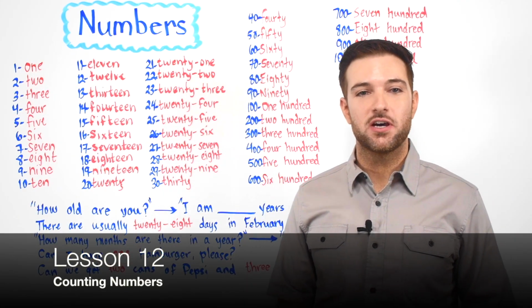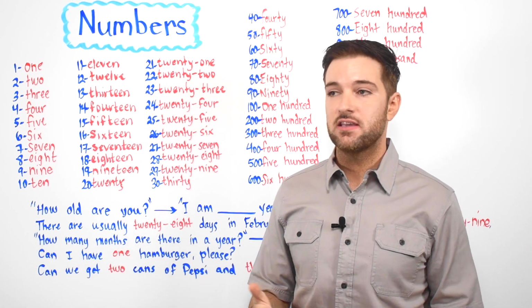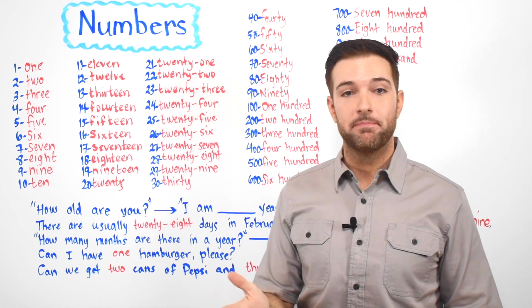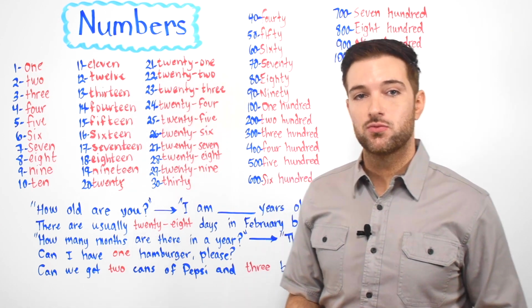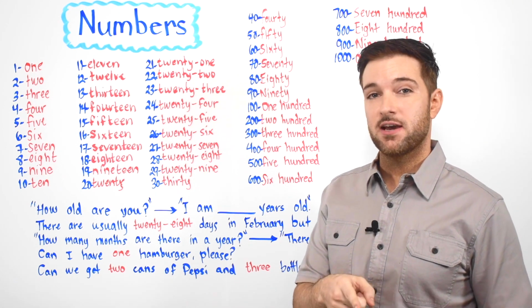In this lesson we're going to talk about numbers, how to count things, how to give your age, and how to even give your telephone number, and even more. So what we're going to do now is learn how to say the numbers from 1 to 1,000. Are you ready to count along with me?